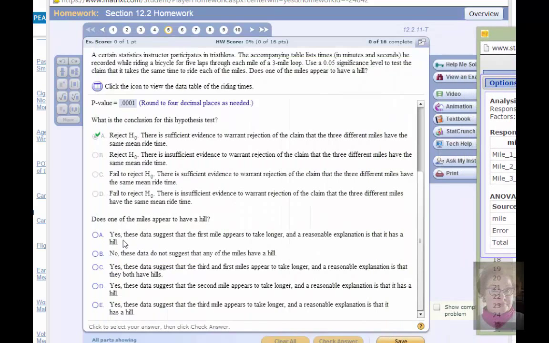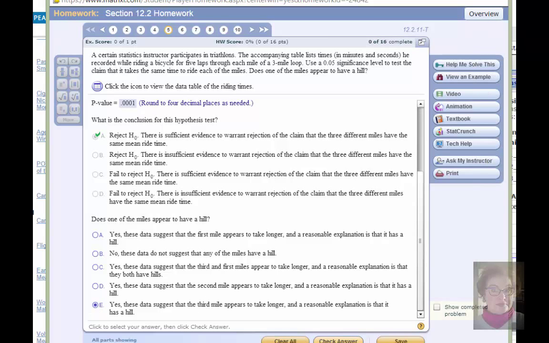So I'm thinking that mile 3 is going to have a hill. So let's go back here. First mile appears to take longer. No. Does not suggest any of the miles have a hill. No. These suggest that the third and first. No. These suggest that the second takes longer. No, it's the third one that takes longer. And so that's how you would do a problem like that.